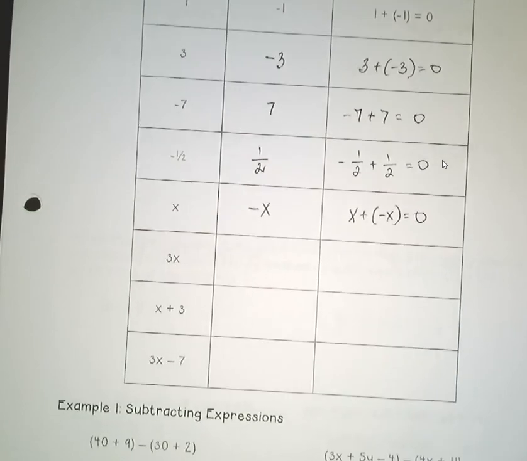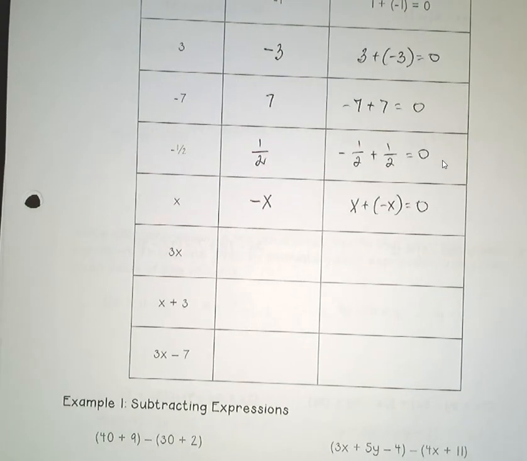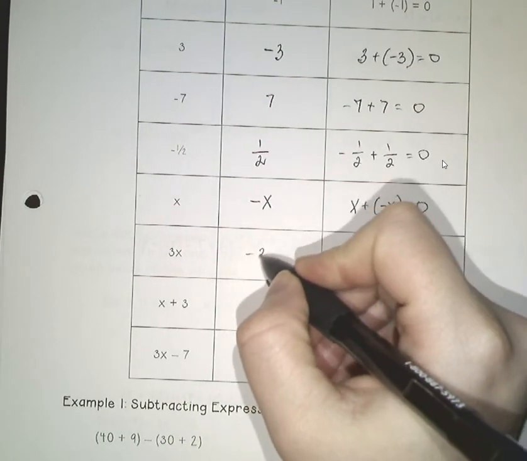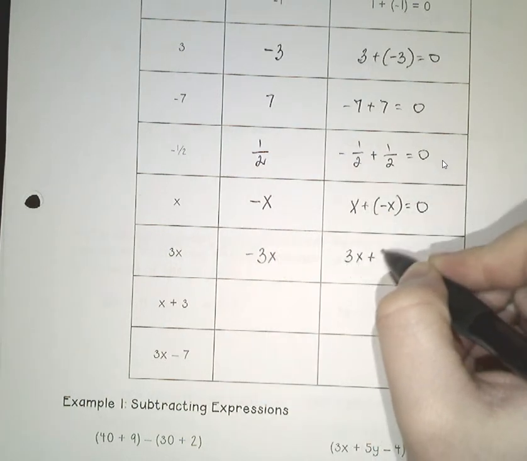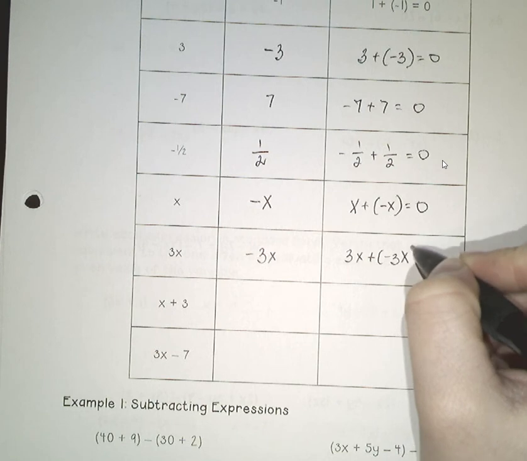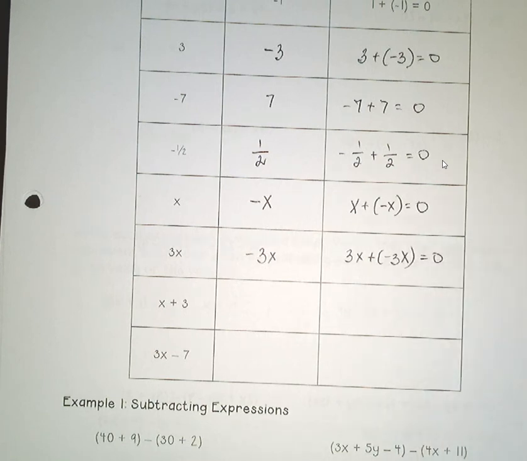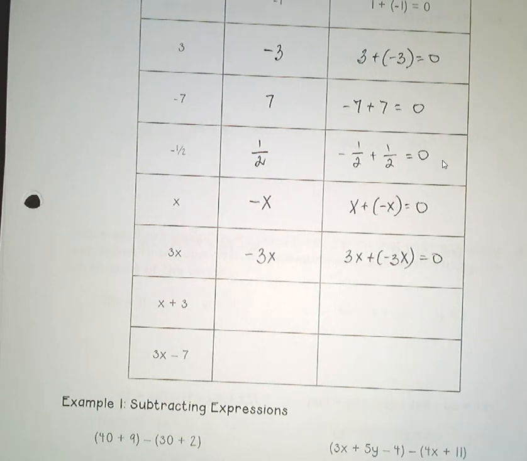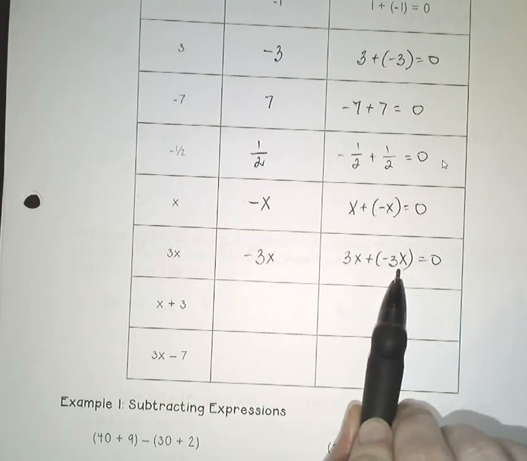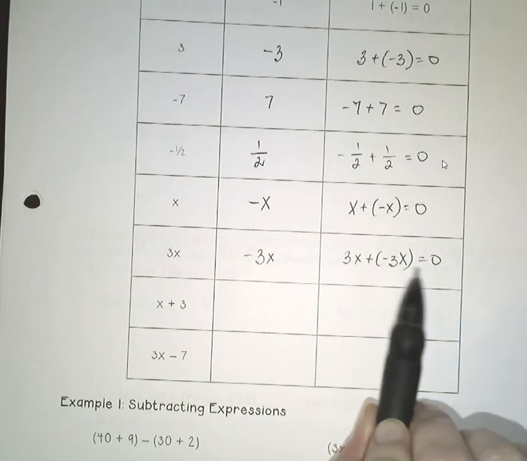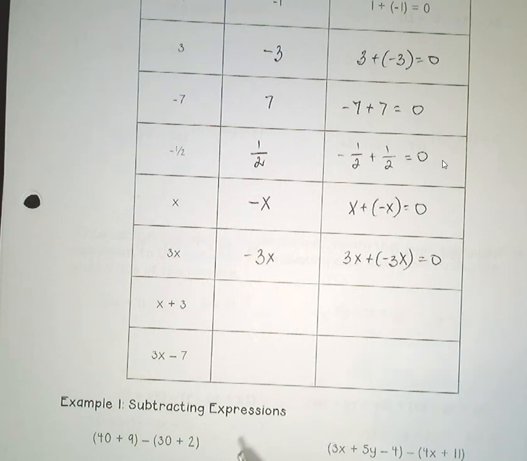What about 3x? What is the opposite of 3x? -3x. When I add 3x and -3x, it's going to result in 0 again, no matter what x is. Let's say x is apples again. So I have 3 apples, and I'm adding -3 apples, or I'm subtracting 3 apples. The answer is going to be 0.